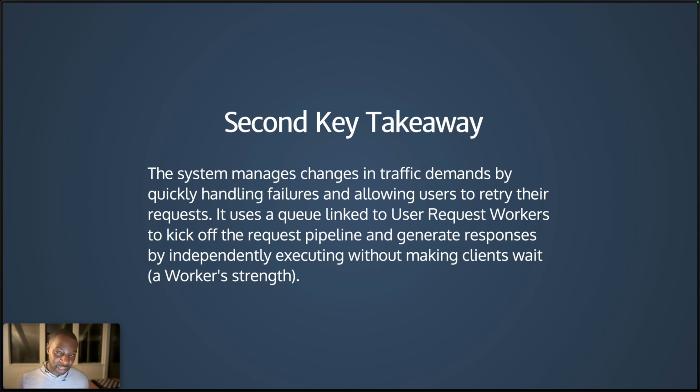Here's the second takeaway. The system manages changes in traffic demands by quickly handling failures and allowing users to retry the requests. It uses a queue linked to user request workers to kick off the request pipeline and generate responses by independently executing without making clients wait, which is a worker's strength.